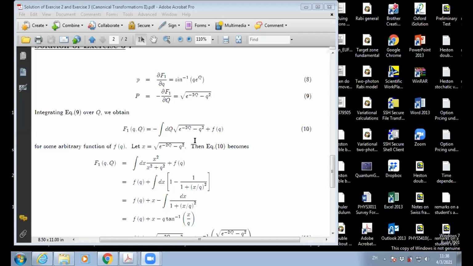All right. I write down the definitions of the two momenta in terms of the two coordinates, as shown in equation 8 and equation 9. To begin with, I integrate equation 9 over capital Q.